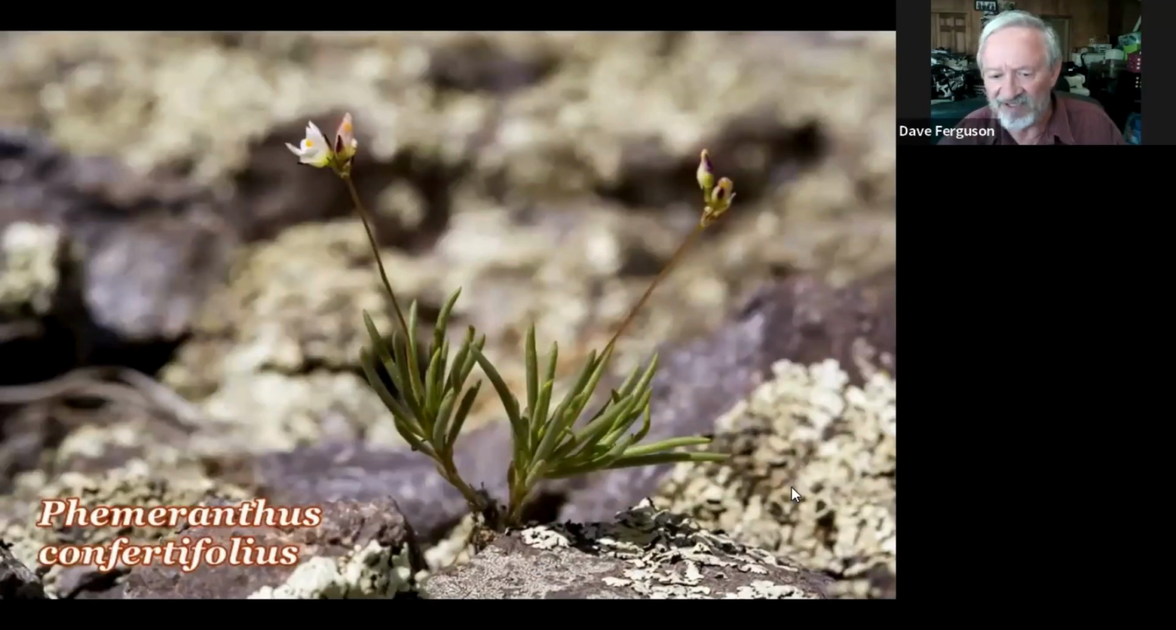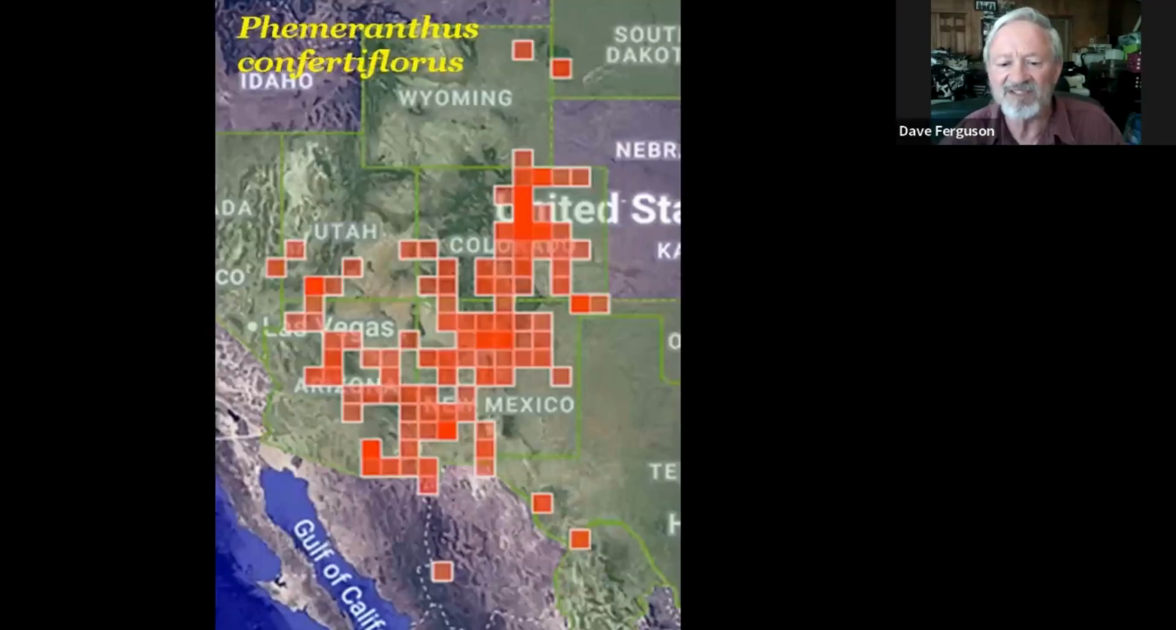So Confertiflorus, I'll go back to the map. It's a wide-ranging Western species. It might actually make it to Canada up here. It is in North Dakota, even though the map doesn't show it. And it's much more common down here in Mexico and in West Texas than the records show. It's actually, if you found every plant, this would be solid. There would be no green showing.